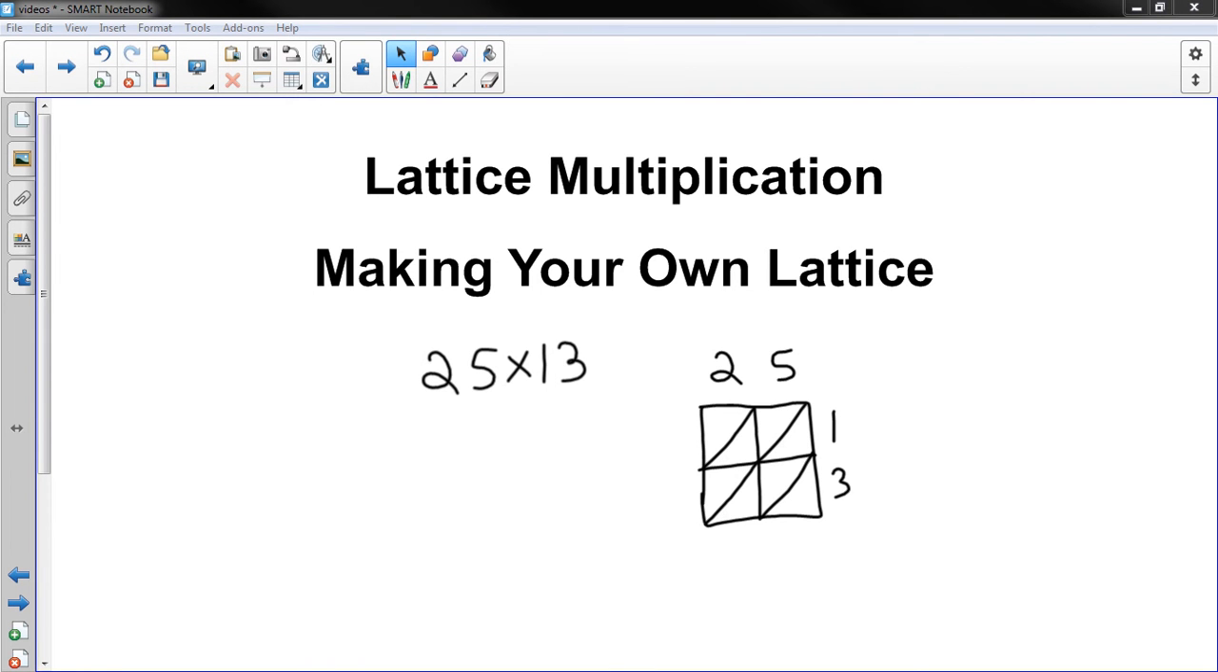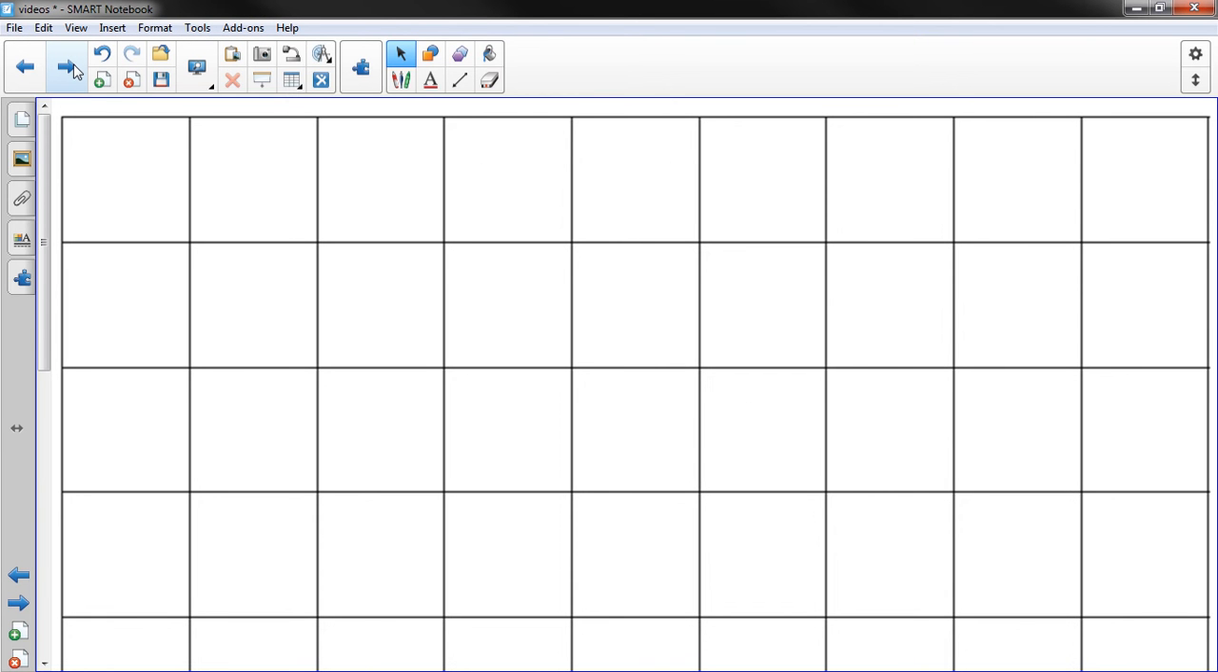So maybe you can already do this. I don't know. One thing you could use is graph paper with large squares. That could be helpful.